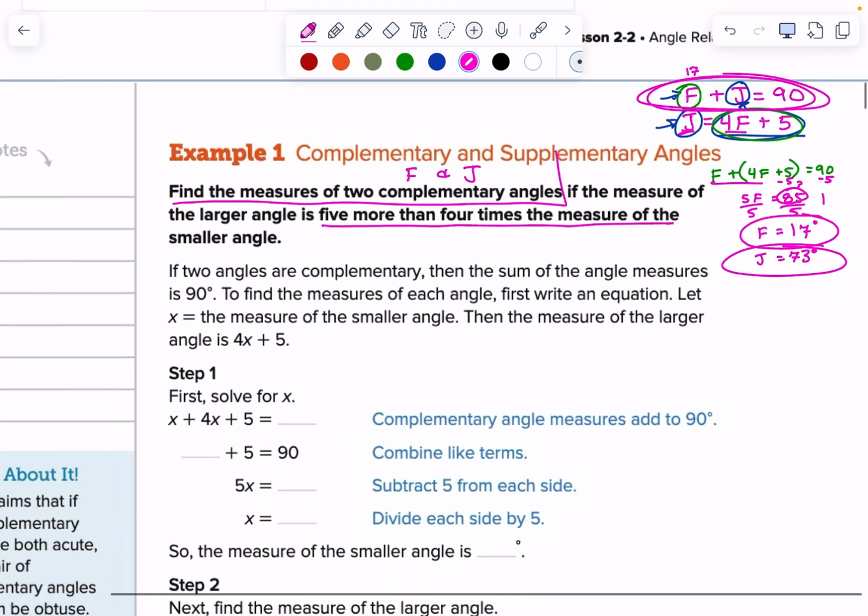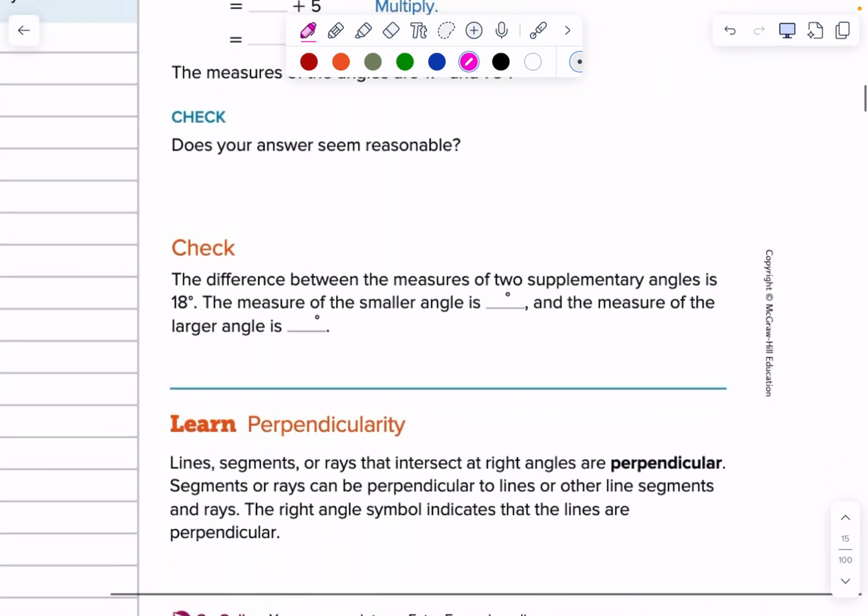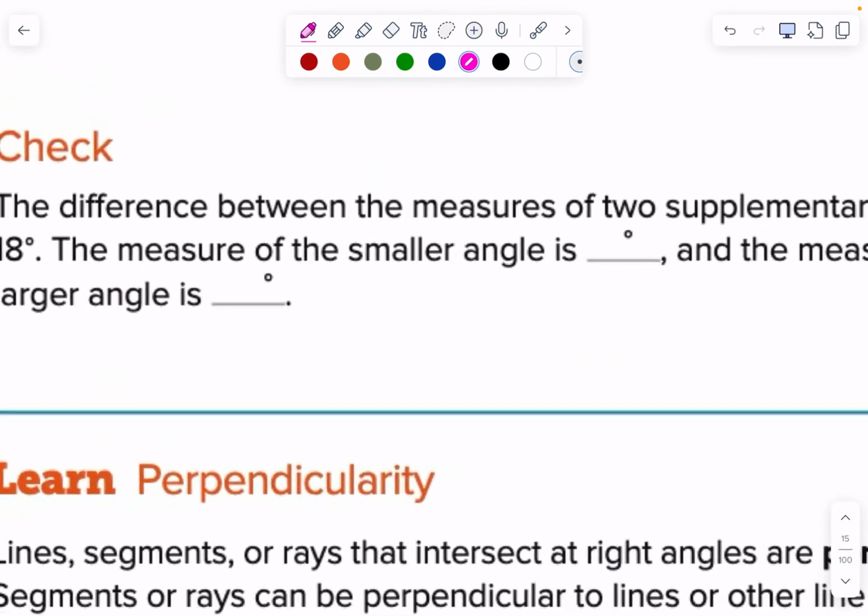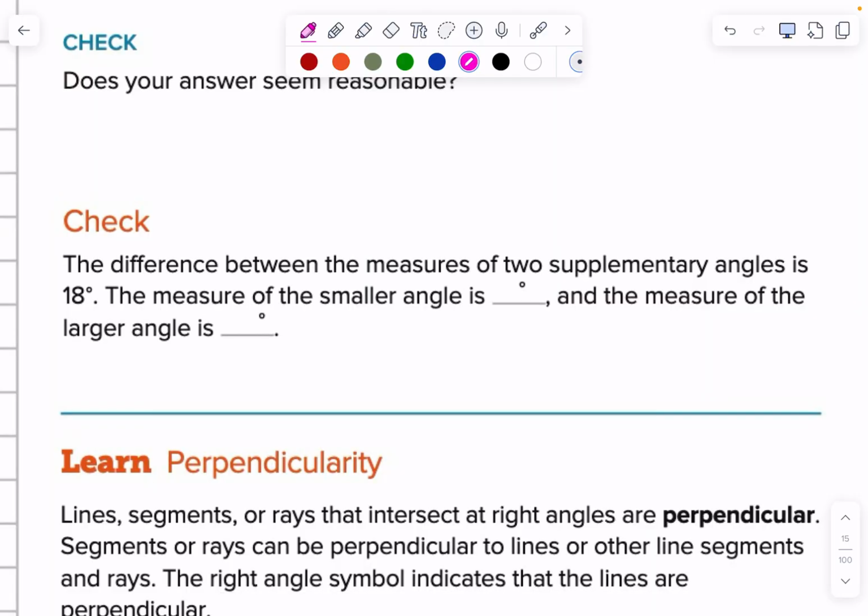Shall we do the check also? Yes. Okay, let's do the check because those ones are weird. And we don't have very many examples to begin with.